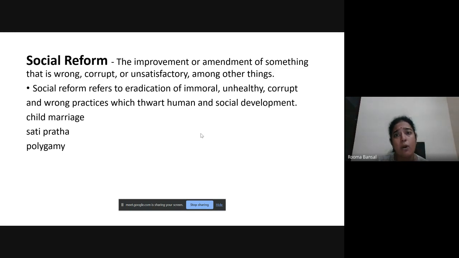So basically, social reform takes lots of time, because for so many years they have been following these kinds of wrong practices. So it is not easy to change immediately, right? It takes time. Same is the case with polygamy. Polygamy is marrying more than one person. It is a wrong practice. Social reform is basically the improvement of practices which are not at all good, which are totally wrong and corrupt. Did you get that?